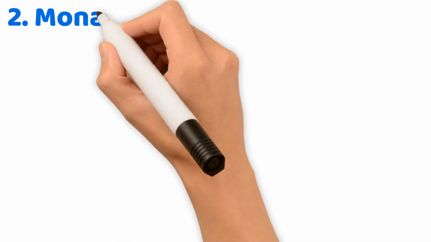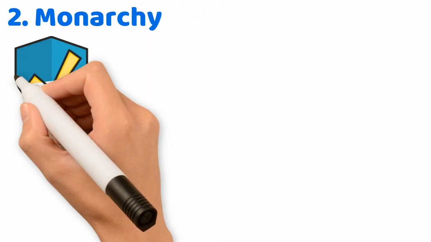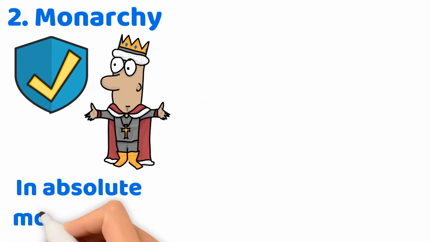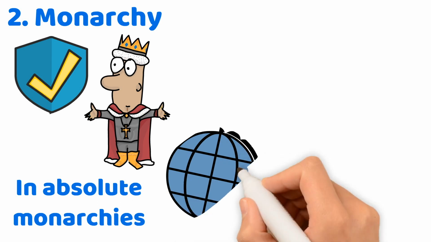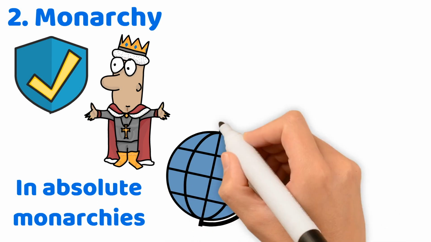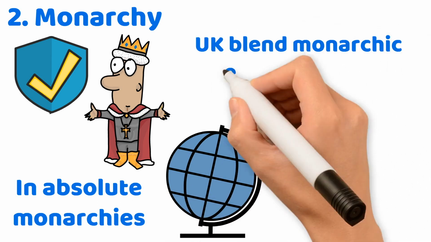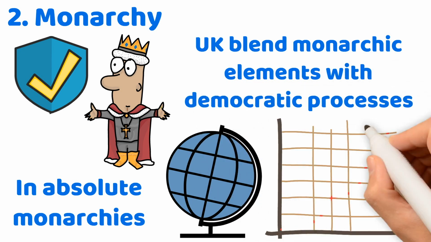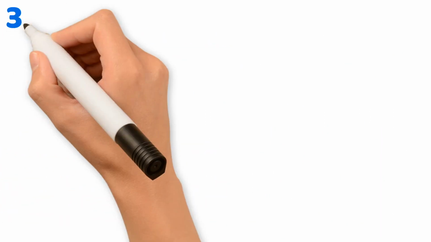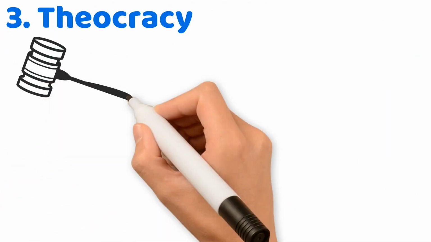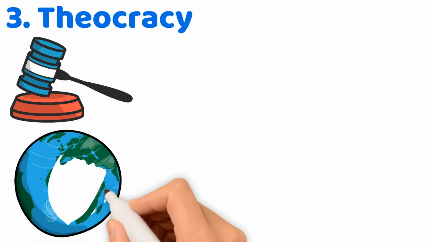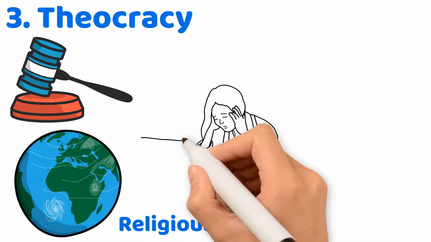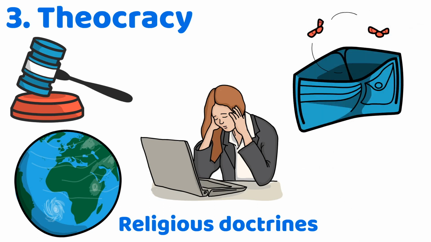2. Monarchy. Whether it's an absolute or a constitutional monarchy, the economic impact can vary. In absolute monarchies, you might see more centralized economic control, whereas constitutional monarchies like the UK blend monarchic elements with democratic processes, influencing the economy in ways similar to democracies. 3. Theocracy. In governments ruled by religious laws, economic activities are often closely aligned with religious doctrines. This can restrict certain types of businesses and affect the overall economic landscape.